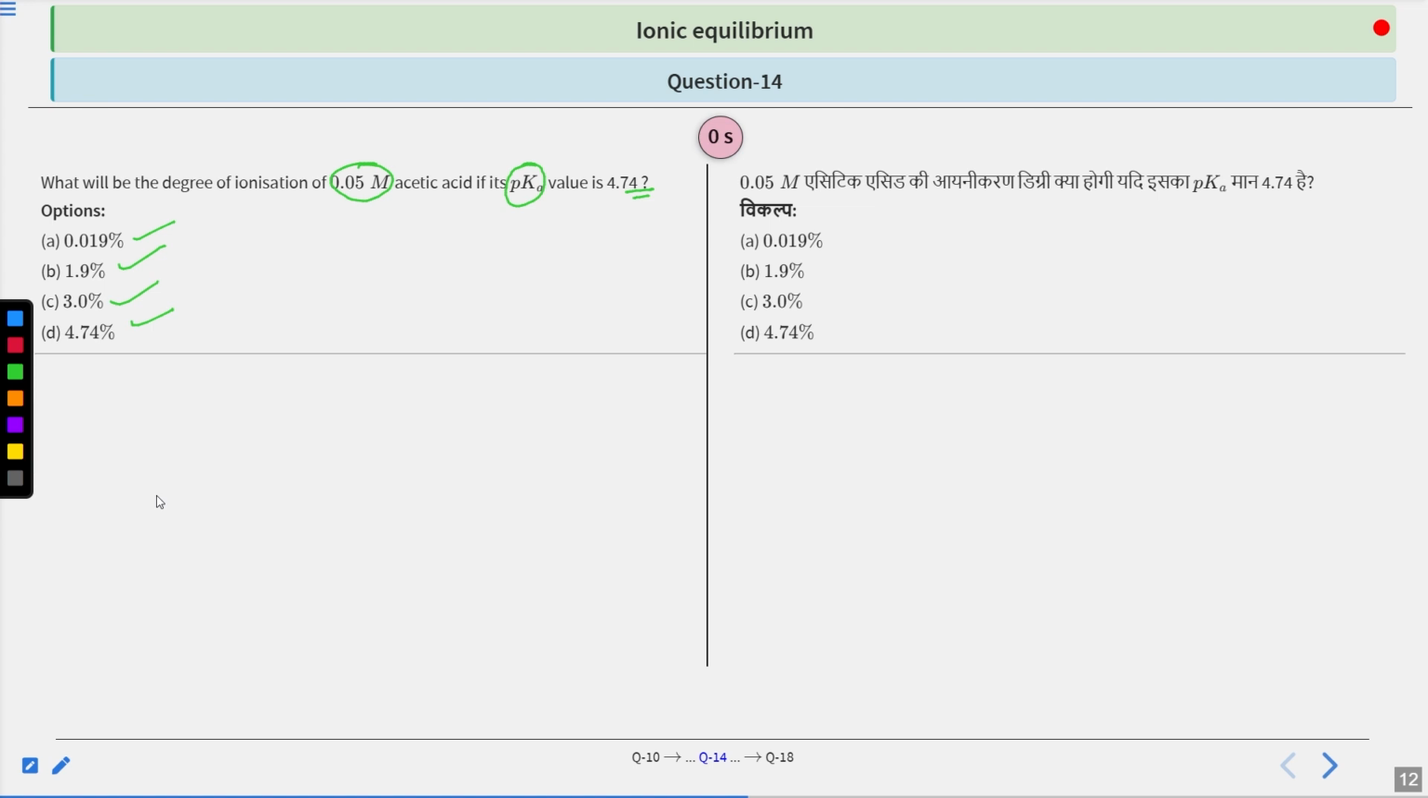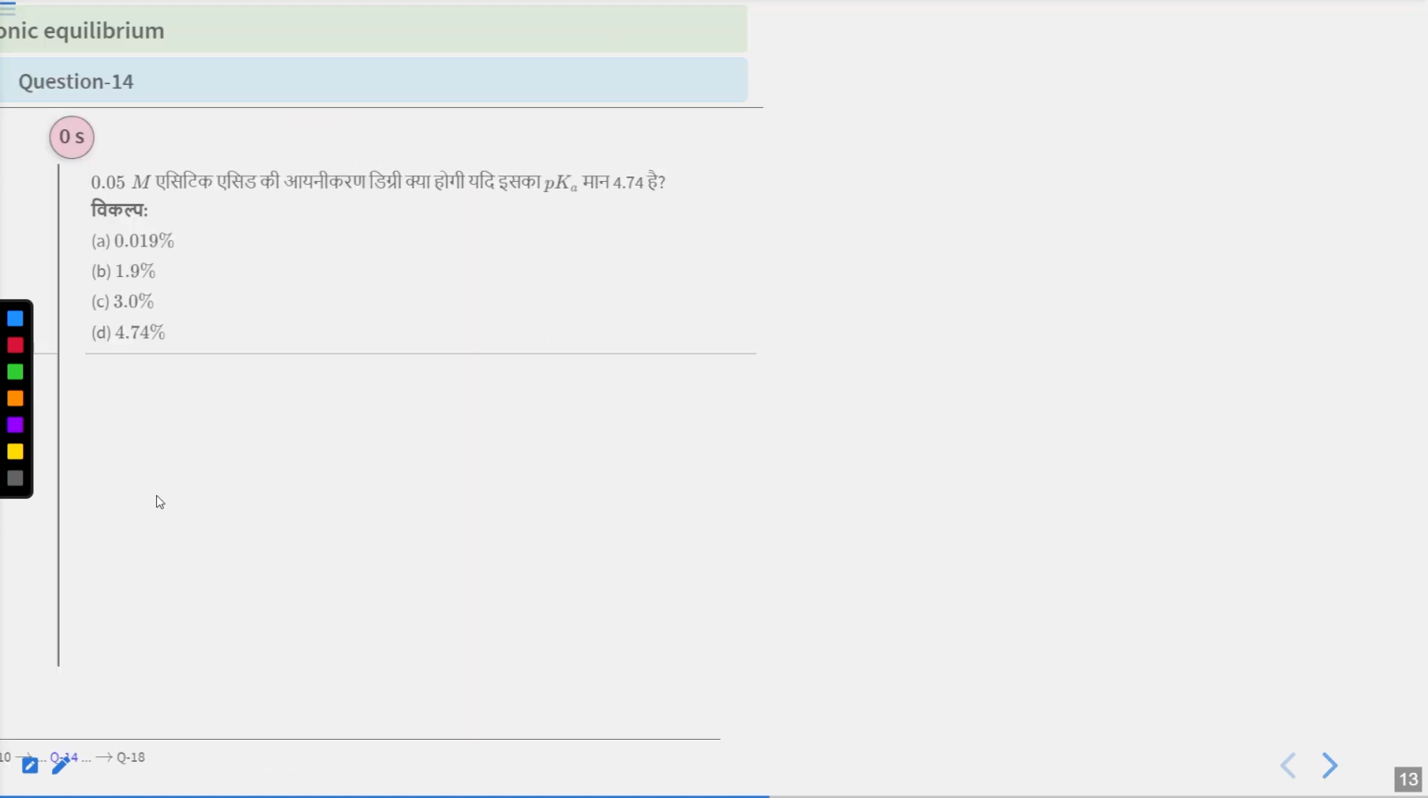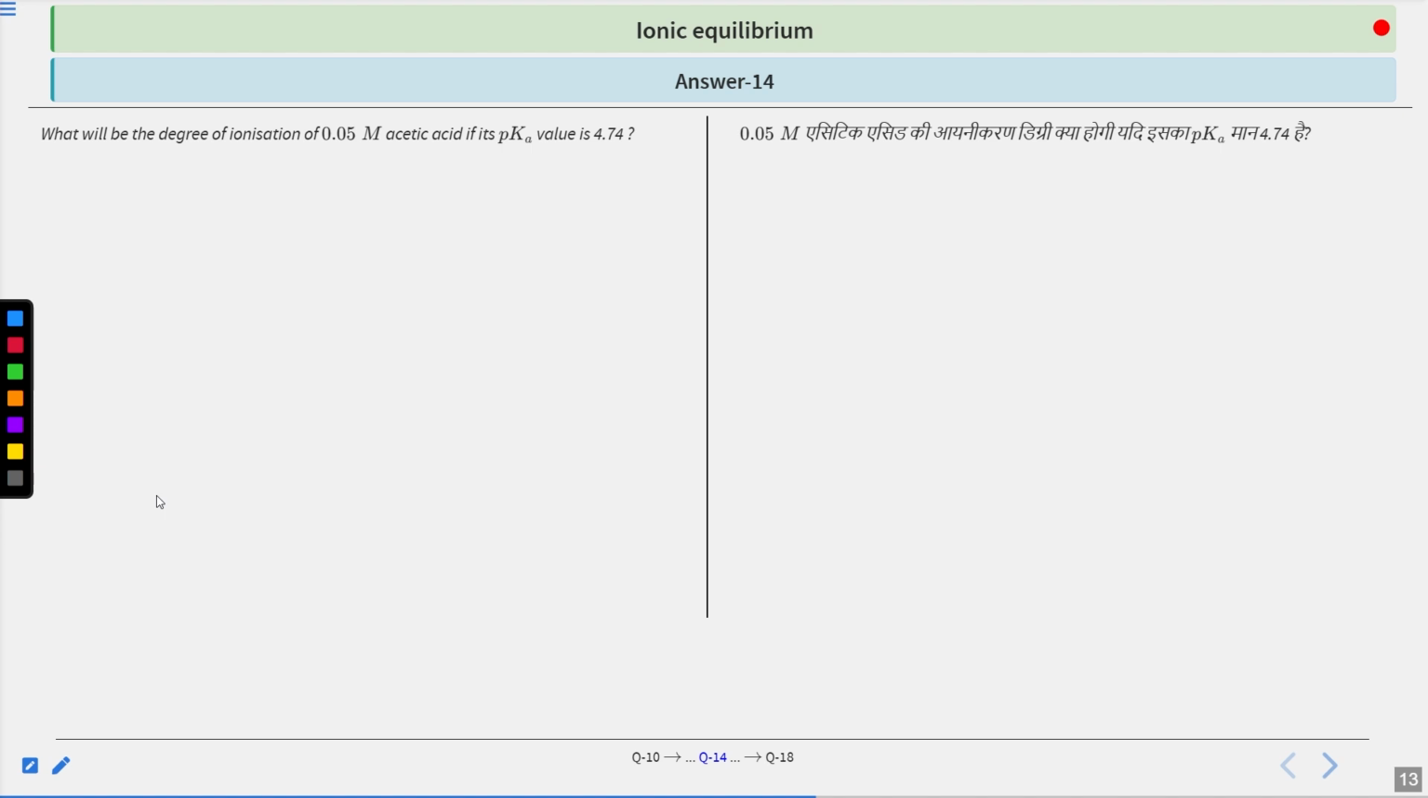The time is up for this question. You are given the concentration of this acetic acid, which is 0.05 molar, and you are given the pK value also, which is 4.74. Now you have to calculate the degree of ionization. So the correct answer would be A, which will be 1.9%, which is B, not A, sorry. It will be B, which is 1.9%.